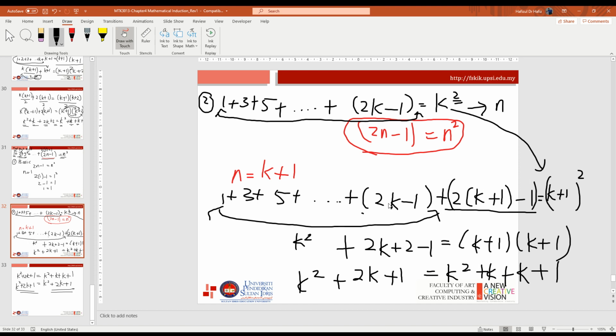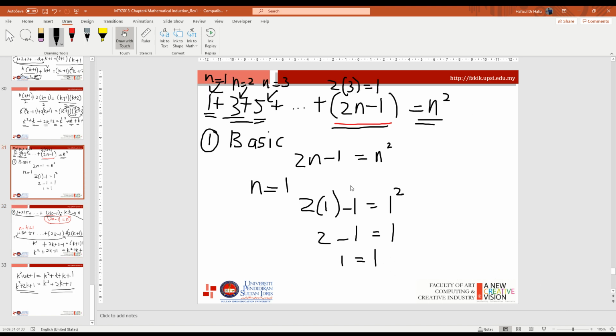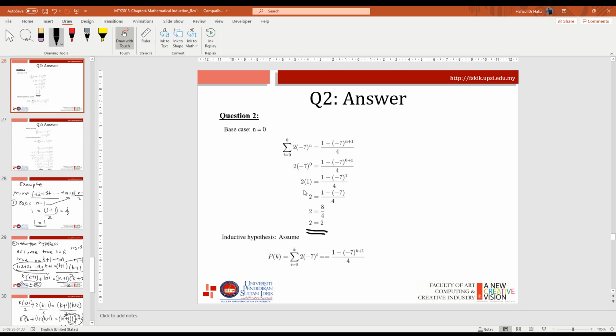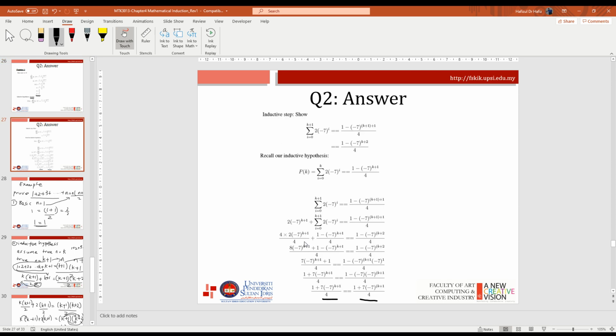Okay, tak berapa dengar Daniel. Okay, this one is step basic. And then we have number 2 is inductive hypothesis. We assume. And then number 3 we recall. Show, we recall the inductive hypothesis. Sama je yang ni. We recall back. Okay.